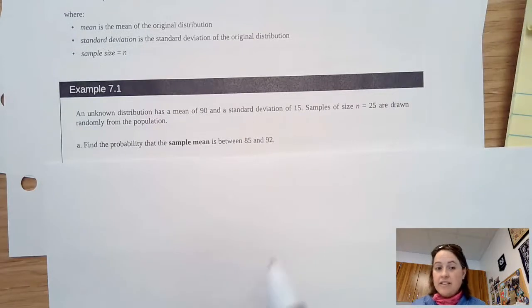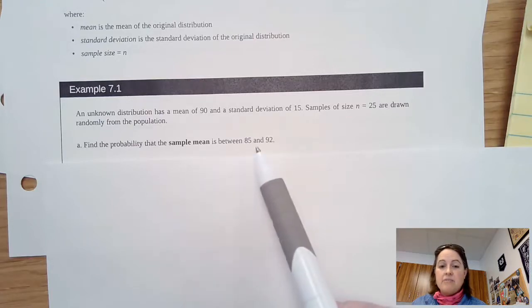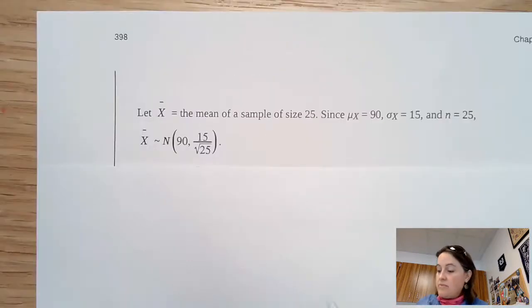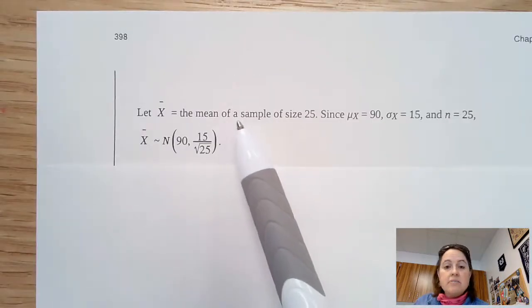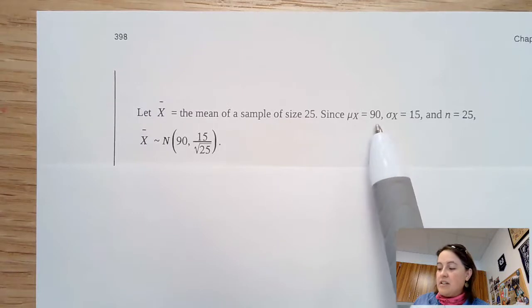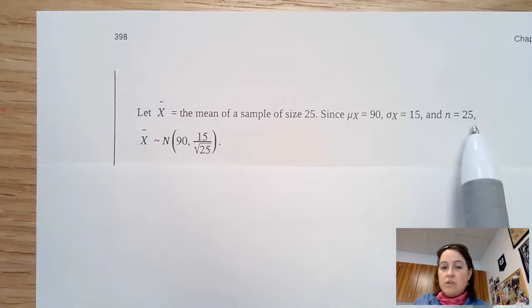All right, so we're going to find the probability that the sample mean is between 85 and 92. So we're looking for the sample mean to land between 85 and 92. Our random variable is the mean of the sample, and this really should be at least 30, but we're just going to roll with the 25. Our mean is 90, the standard deviation is 15, and n is 25.